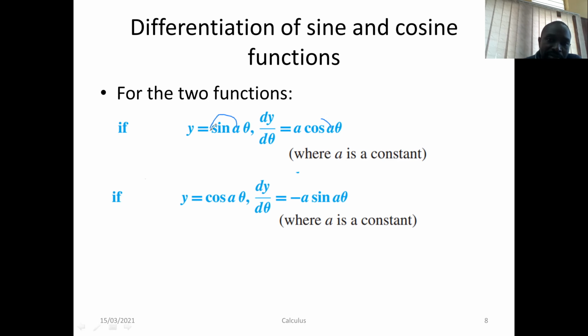You first of all bring the coefficient a here, and then find the derivative of sine, which is basically cos a theta. If you're given a function y equals cos a theta, again, bring the coefficient before the cos, which is what we have here, and then find the derivative of cos a theta, which is minus sine a theta, where a, again, is a constant in this case. So let's do an example to illustrate this rule.